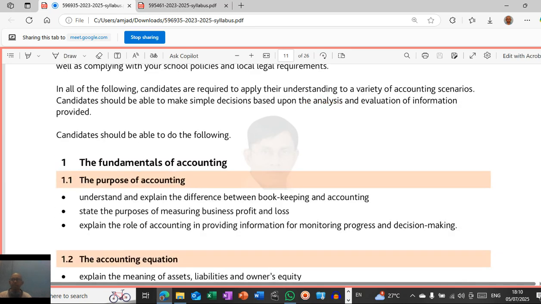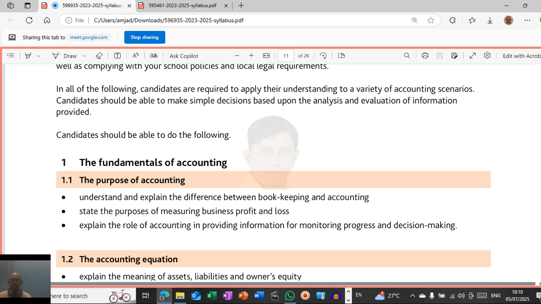Okay, the first lesson is unit 1.1, the purpose of accounting. Understand and explain the difference between bookkeeping and accounting. In this lesson we learn everything about the difference between bookkeeping and accounting. State the purposes of measuring business profit and loss. Why one should measure a business profit and loss, why is it necessary? Explain the role of accounting in providing information for monitoring progress and decision making. So this is all we learn in the first lesson.